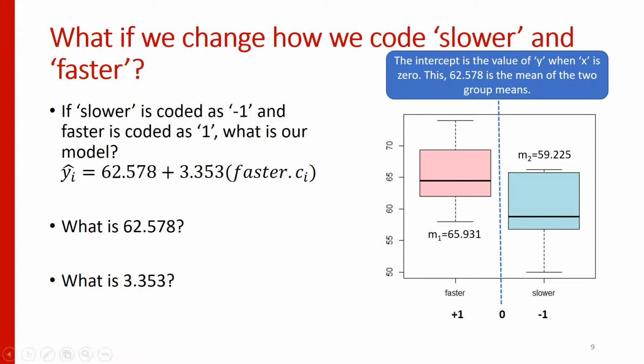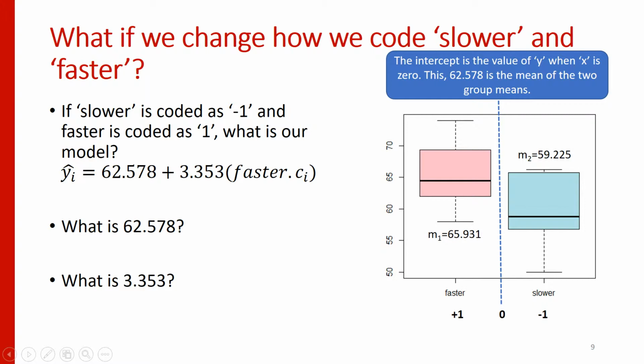So we can see that if we plot the group means here, 3.353 is how we would get from the mean of means to the mean of the faster group, right? We would add 3.353 to 62.578 to get 65.931, right? And we would take 62.578 minus 3.353 to get 59.225. So each of these means is 3.353 away from the intercept, and the corollary of that is that these means are then double this amount away from each other, right?